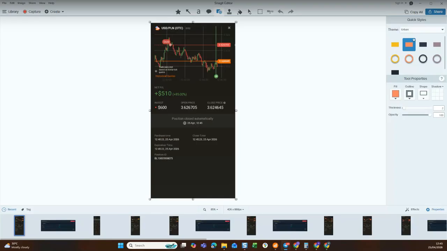This signal. So that is basically how we use the AI.